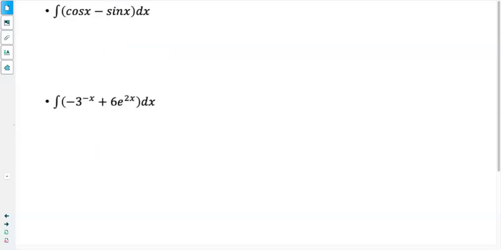Okay, so we've got 2 more integrals on this page. So we've got the integral of cos x minus sin x dx. So we know if we're taking a derivative of something and end up with cos of x, that's sine of x. And we know if we take the derivative of something and get sine of x, that's negative cos x. Now, when we know that we take the derivative of cos, it gives us negative sine, so we know that that's just plus sine x. And then we'd have plus a constant.